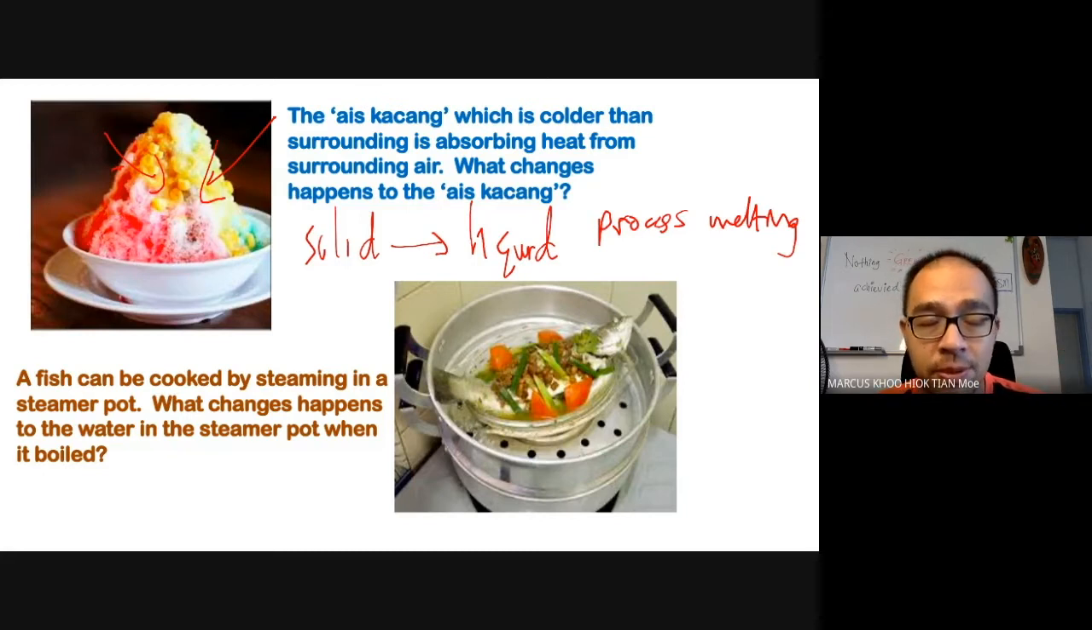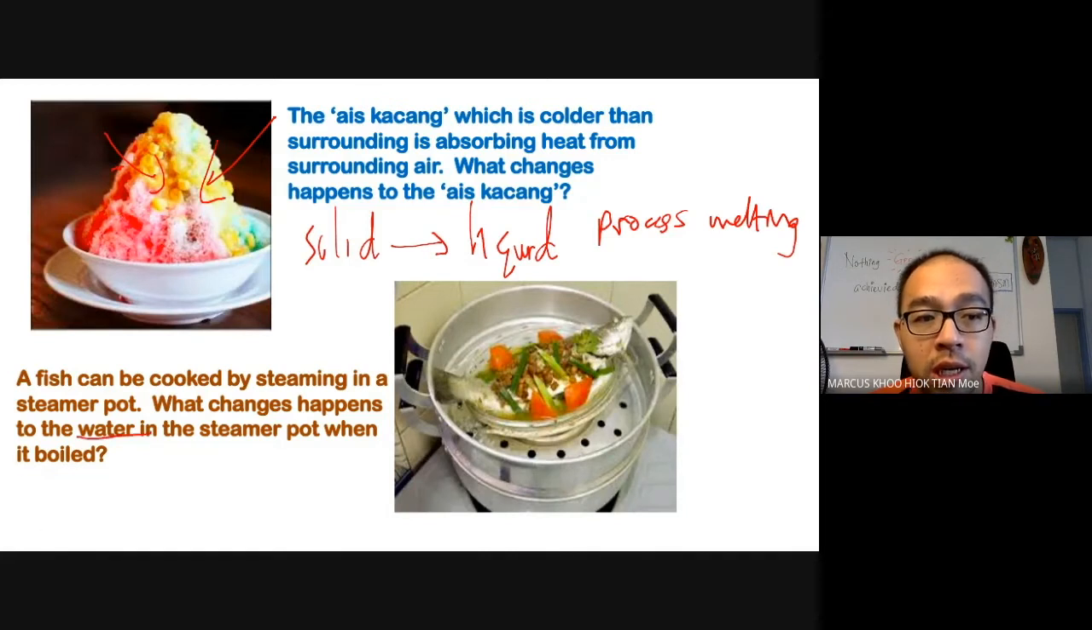If any of you have experienced steaming fish, you know that you steam fish by putting it on a bed of water. Of course, you separate it. You don't put it in the water. Okay, you put a layer of water and you put something on top, and you put a fish on top of it. Okay, so what changes happen to that water?